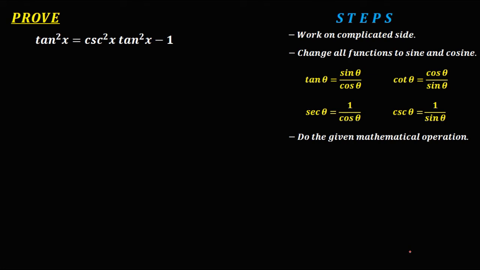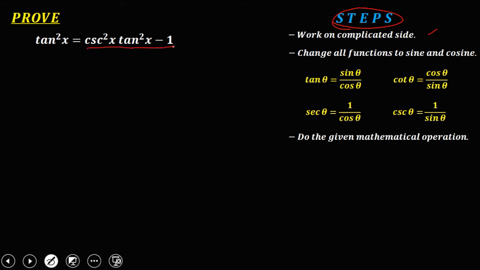Okay, so let's solve this problem. Prove that this given is an identity, and these are the different steps in proving identity. So first, we need to work on the complicated side. Now, since this given is the more complicated side, we're going to work on that side.